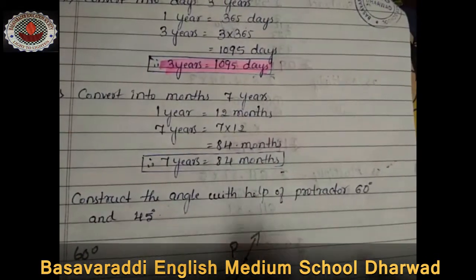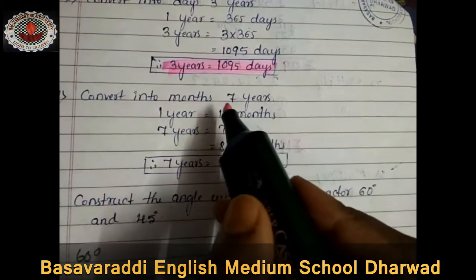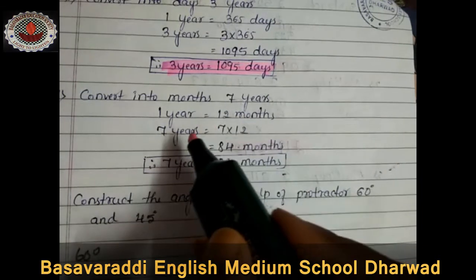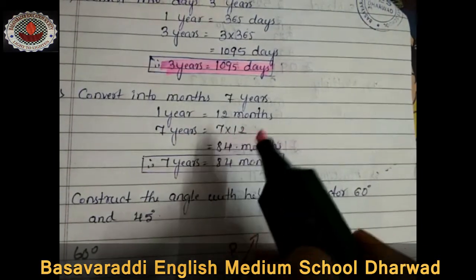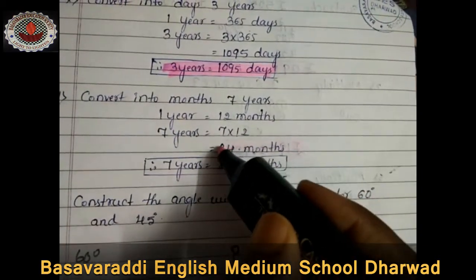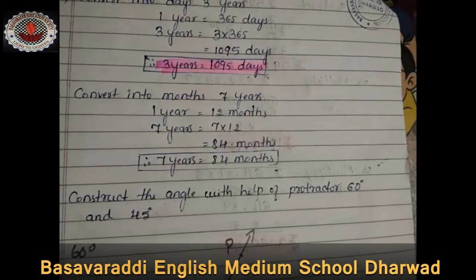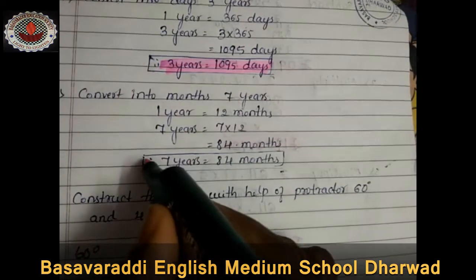Next, Y question, convert into months, 7 years. So 1 year is equal to 12 months. So 7 years is equal to 7 into 12. So that is 84 months. So the last answer is 7 years is equal to 84 months.